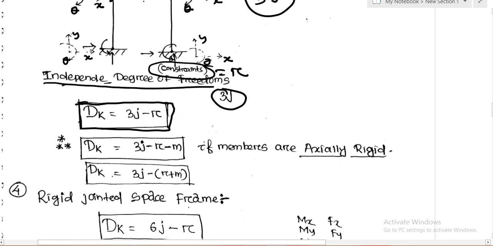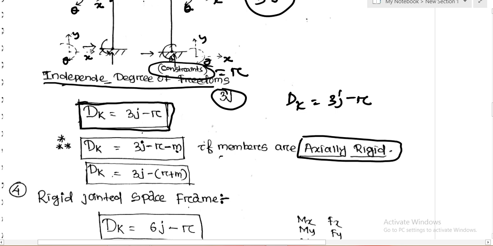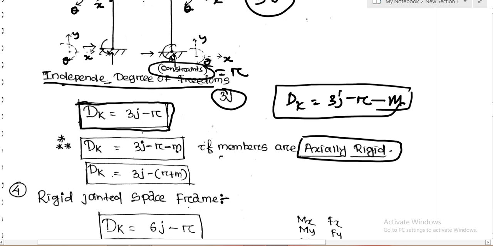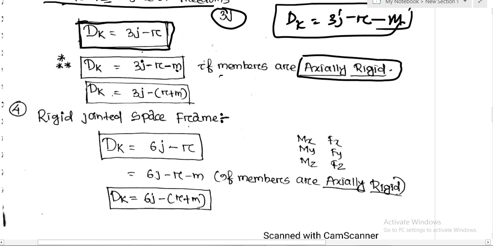Now, in most objective questions, it will say the members are axially rigid. If the members are axially rigid, it means the member cannot move along its longitudinal direction. So what you have to do is subtract the number of members in that particular structure. Dk will be equal to 3j minus r, and you count the number of members and subtract m, where m is the number of members. If you take the minus into the bracket, this is actually 3j minus r plus m.